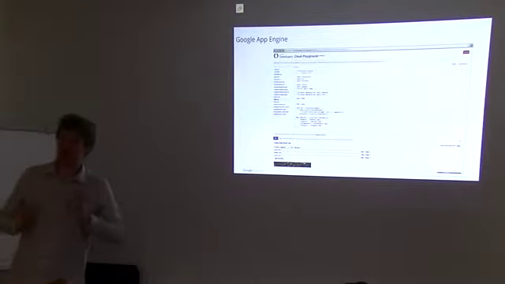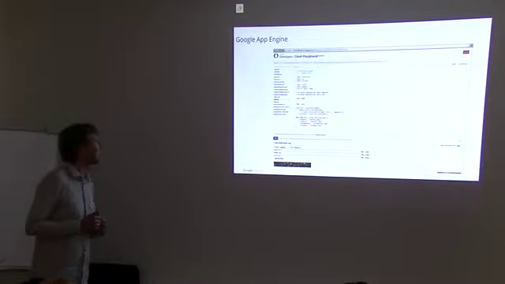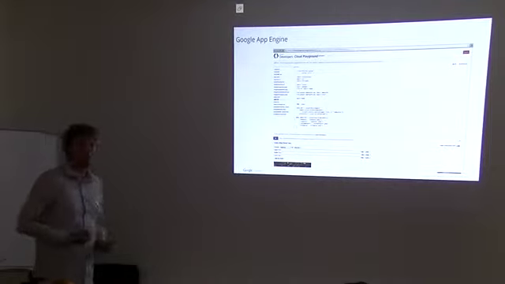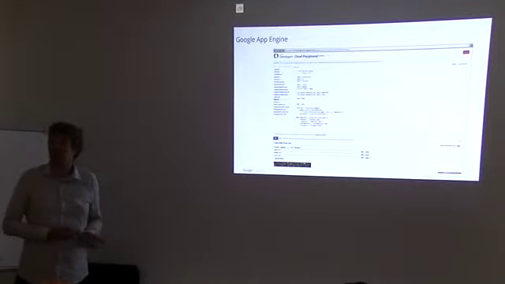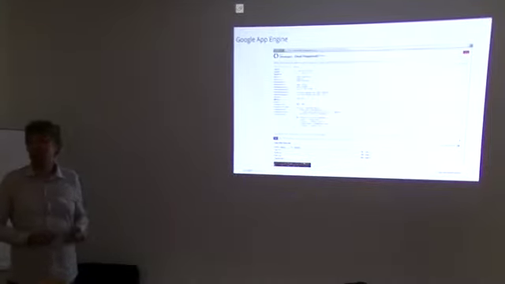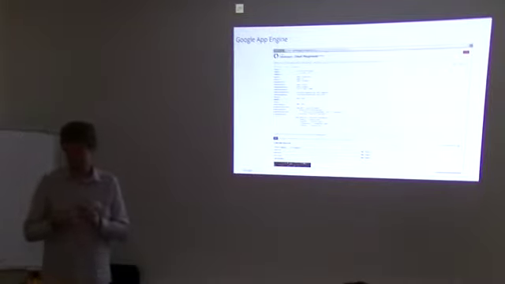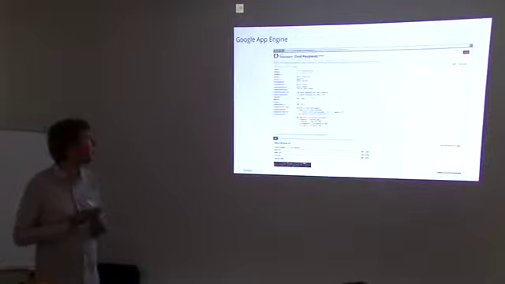I'll just tell you about one minute about each of the products. Google App Engine is a platform as a service where you can rapidly deploy web applications or backends, and you can write them in four languages: Python, Java, PHP, and Go.